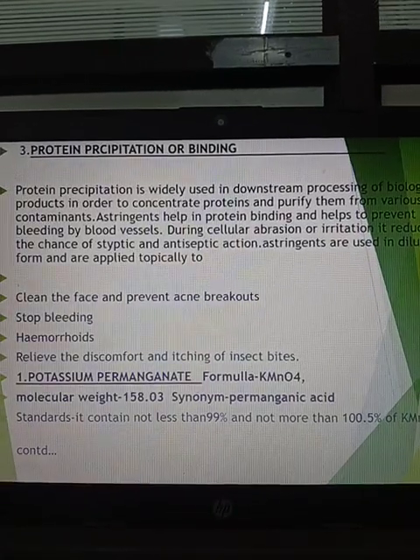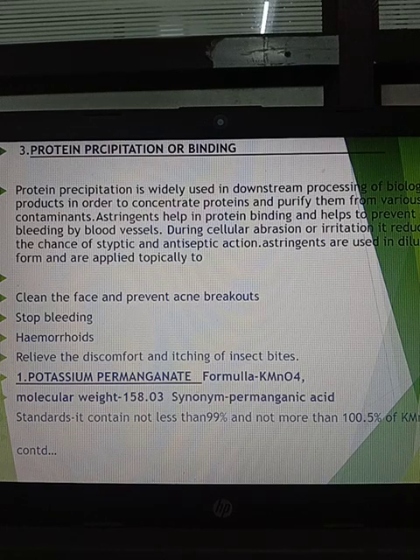Now protein precipitation. Protein precipitation is widely used in the downstream process of biological products in order to concentrate proteins and purify them from various contaminants. Astringents help in protein binding and help to prevent bleeding from blood vessels. They clean the face and prevent acne breakouts. It stops bleeding and hemorrhoids also, and relieves the discomfort and itching of insect bites.